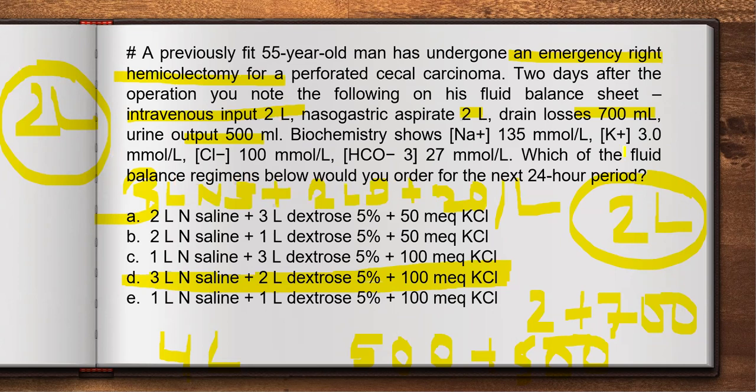Now, some of the time we don't give potassium, that's true, if potassium is normal. But for those patients who have a hemicolectomy, they tend to lose potassium because they have this stoma, and from the stoma, they lose electrolyte very commonly. In the first 24 hour, we don't give any potassium, but after that, in the second post-operative day, we can start giving potassium.